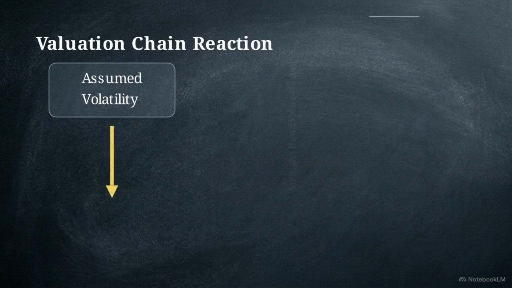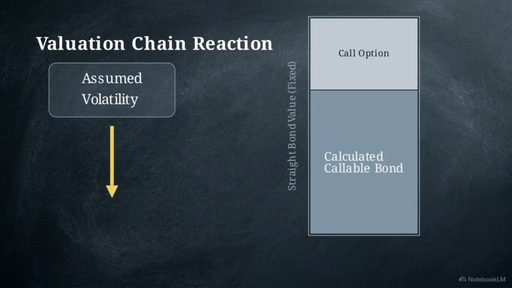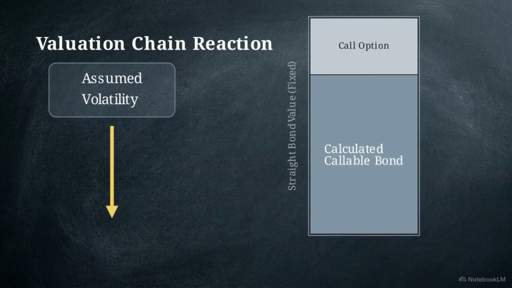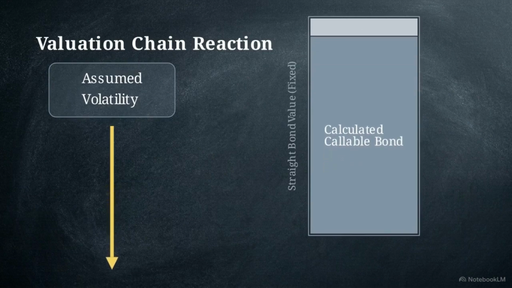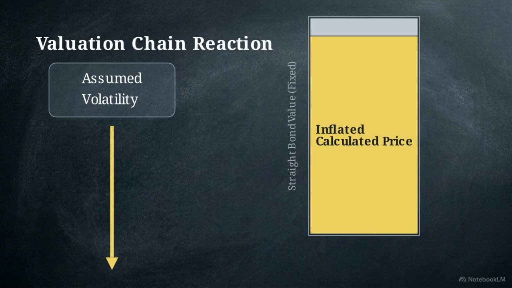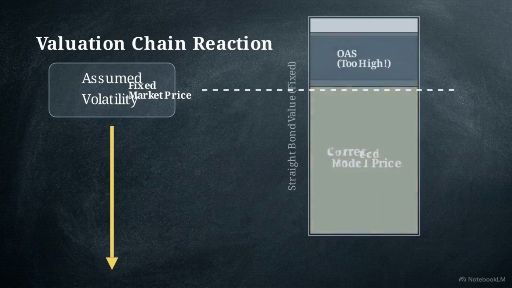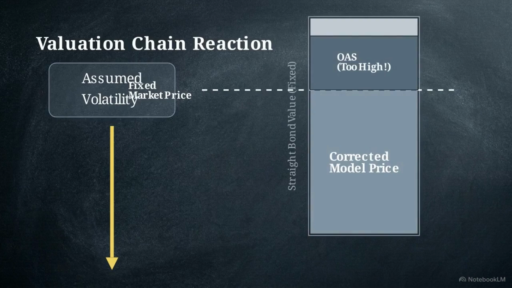When assumed volatility drops, the calculated value of the call option drops with it. Because the investor is short that call option, a cheaper option artificially inflates the calculated value of the callable bond. To force that inflated, erroneous bond value back down to match the actual market price, the model must compensate by computing an option-adjusted spread that is too high.